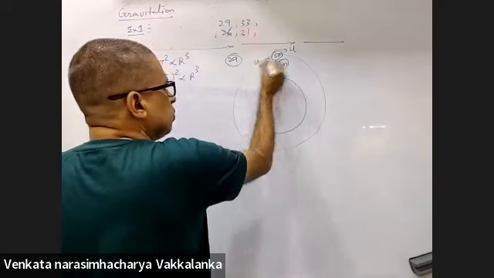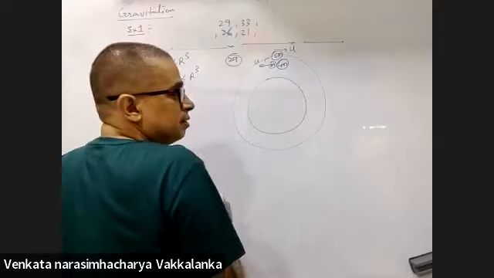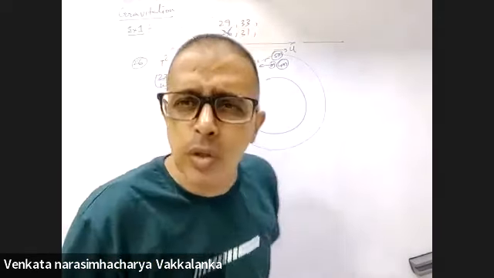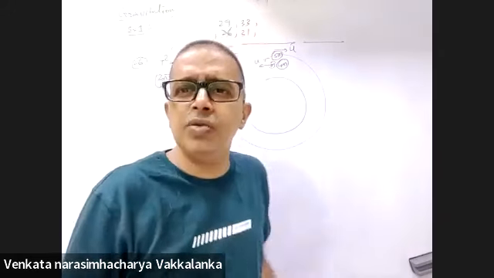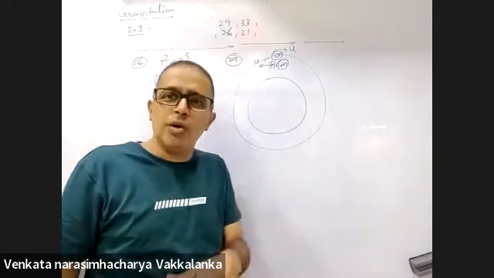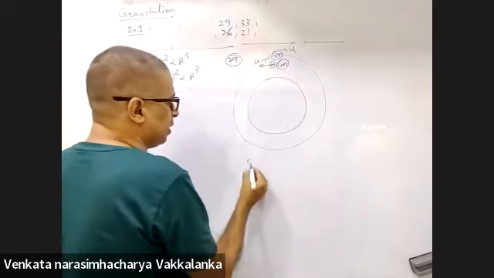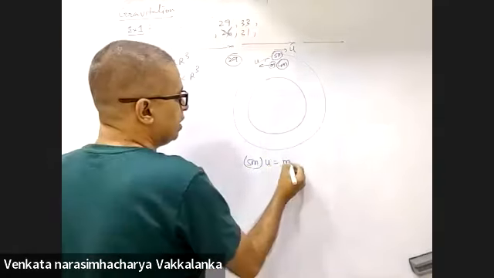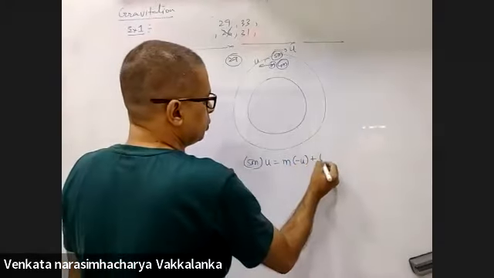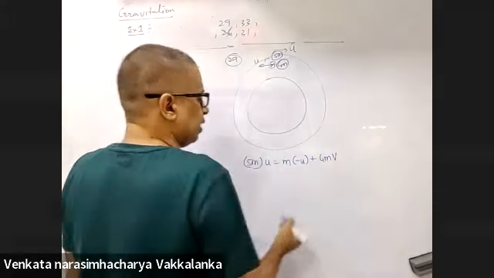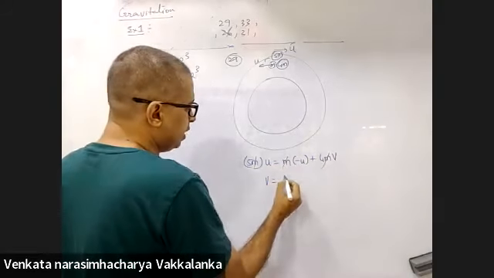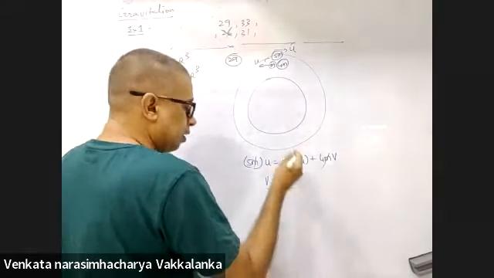Mass m will go back with the same speed. How do you know that m goes back with the same speed? Same orbit. So conserve linear momentum: 5m into u will be equal to m into minus u plus 4m into v. So v will be equal to 6u by 4.